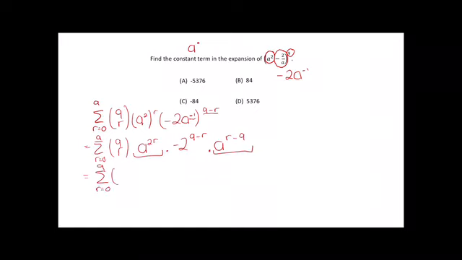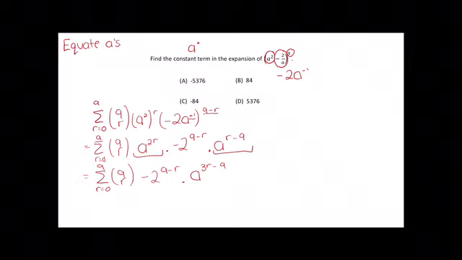So I've got the sum from r equals 0 to 9, 9 choose r, and I'm going to put my number first. I'm then combining the two together to get a to the power 3r minus 9. So that's me got my a's individually. To find my coefficient, I'm going to equate my a's. When I do this, I've got a to the 3r minus 9 equals a to the power of 0.